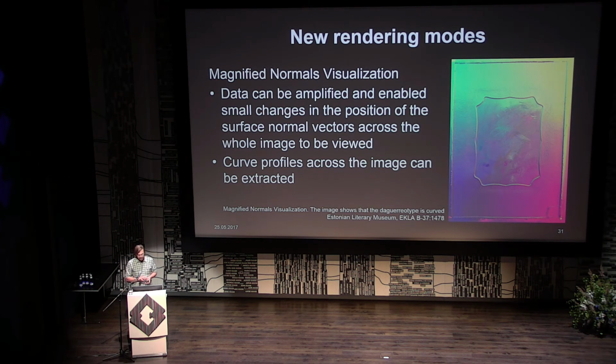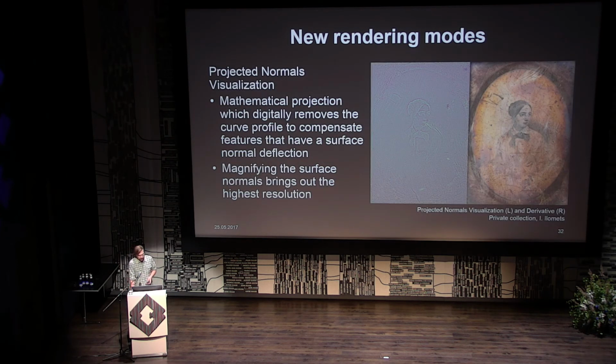As an additional feature of this process, curve profiles across the image can be extracted, therefore providing a valuable tool in understanding the flatness of the daguerreotypes below the glass covering. It's much, much easier than usual. If a daguerreotype contains features that have a surface normal deflection that is very small in comparison to the curve profile, the magnification of the curve profile will unfortunately obscure any identification of these features.